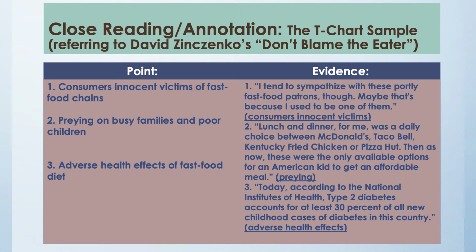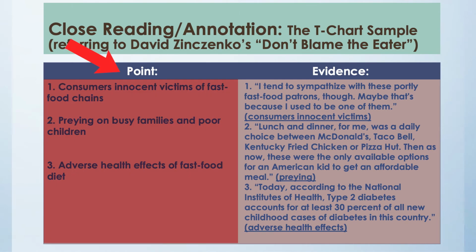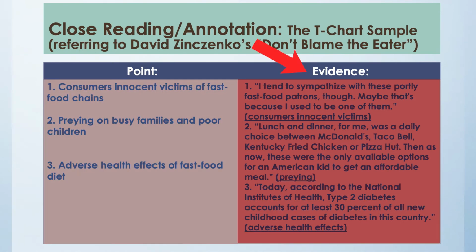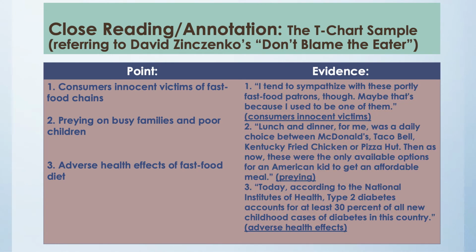Notice how the reader places the 3 main points on the left side while using the right side to show how the author illustrates or supports these points with details. Under point, we have number 1. Consumers innocent victims of fast food chains. Number 2. Preying on busy families and poor children. Number 3. Adverse health effects of fast food diet.